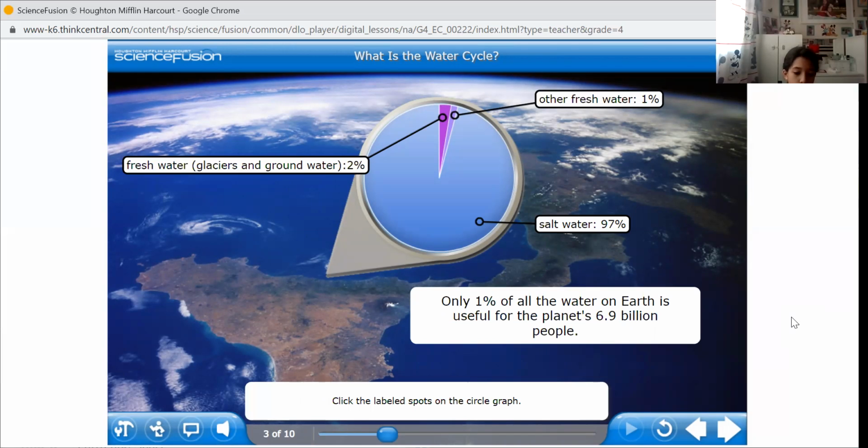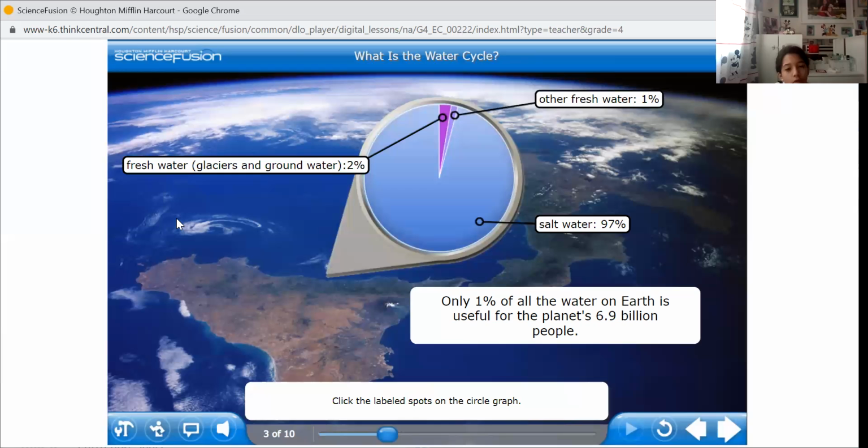Most of the water on Earth is salt water. Look at this diagram. Salt water is 97% of Earth, and the fresh water is only 1%. 2% is glaciers and groundwater. Why? Salt water. What is salt water? Where can you find salt water, girls?